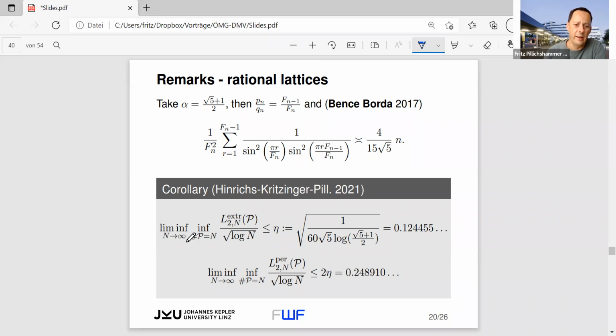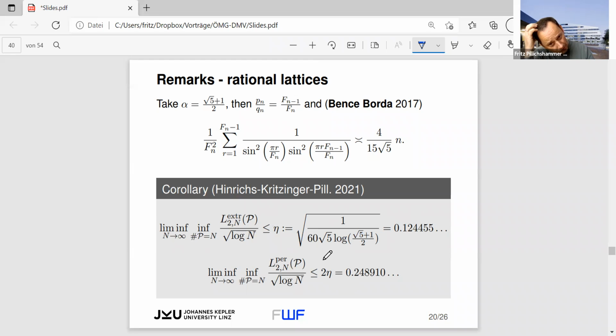And the lim inf when n goes to infinity is then bounded by some constant eta. Or for the periodic L2 discrepancy, we have 2 times eta. And the values of these numbers, eta and 2 times eta, we obtained from the Fibonacci lattice. Okay, so these are attained for the Fibonacci lattice.